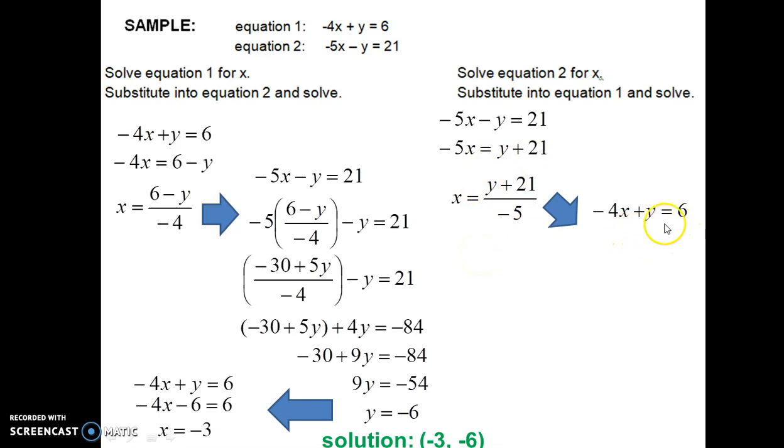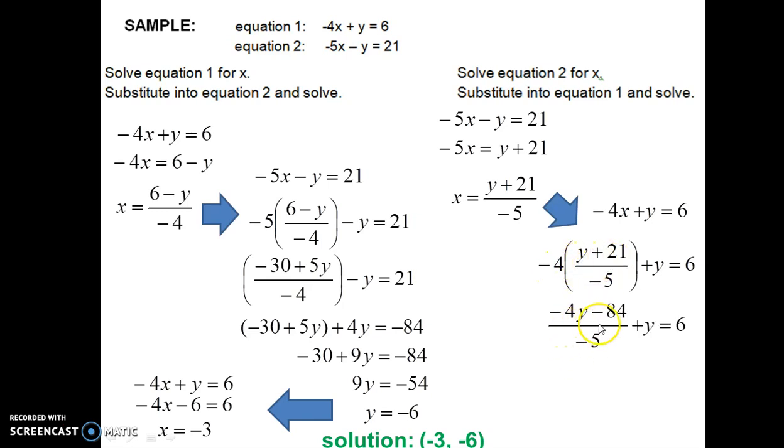So here's the other equation. This x will be replaced by all of this. So here's that substitution. That x has been replaced. Now we multiply -4 times this and this. -4y minus 84 over -5. That remains the same. Now to get rid of this fraction, we're going to multiply everything by -5, so that -5 can be cancelled away. So that -5 is gone. This remains. This has been multiplied by -5, and this has been multiplied by -5 also.